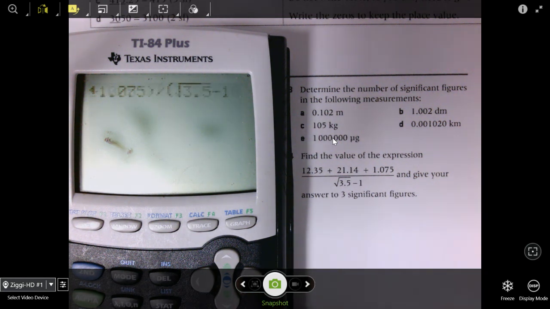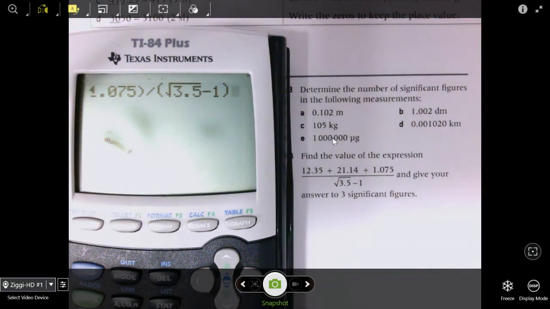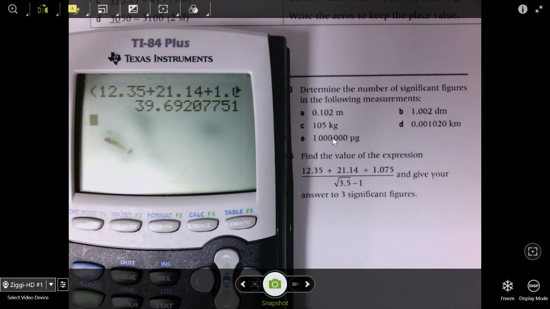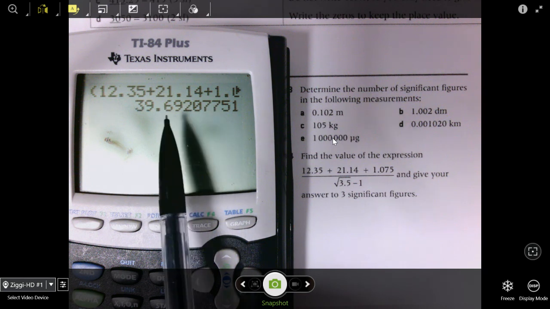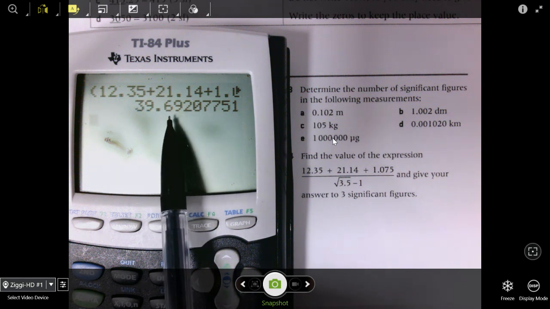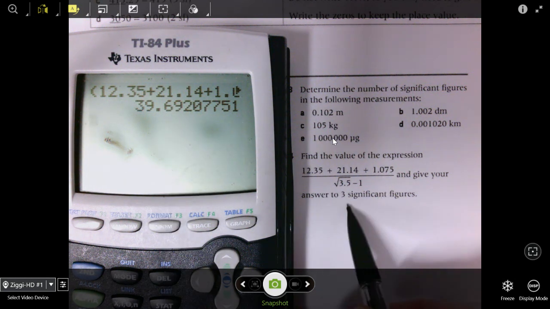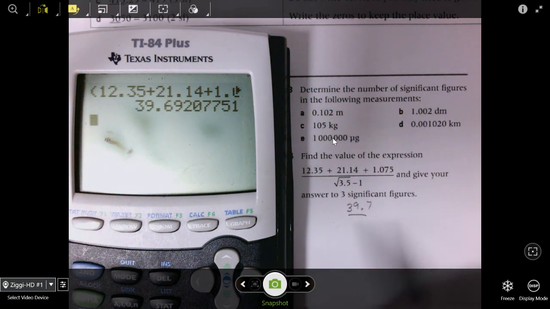Okay, so I get 39.692. So 3 significant figures. This is the third figure. And so 39.7 would be my 3 sig fig rounding. And we always suggest you write the exact and then go ahead and round it in case you round it wrong. Usually in a problem rounding, they're asking you to round it, it's worth a point. So those are easy points to get, also easy points to lose.